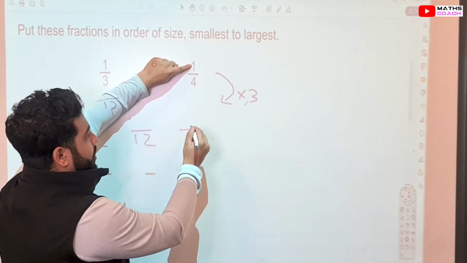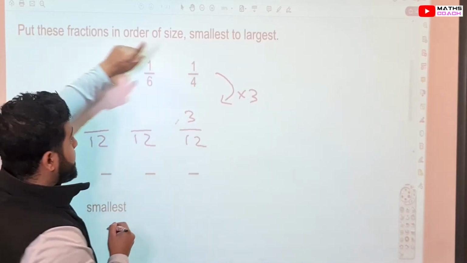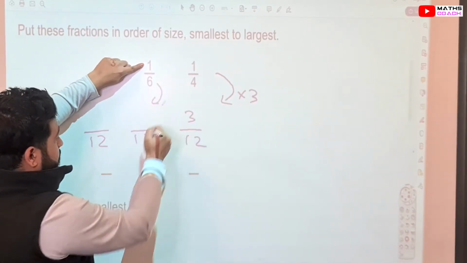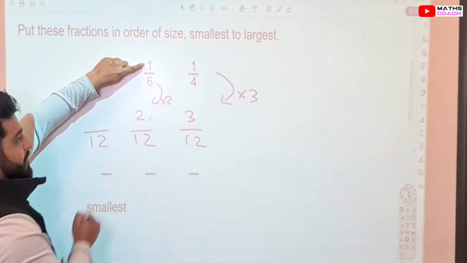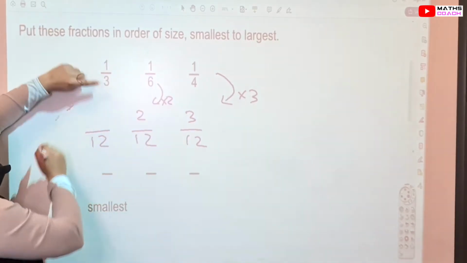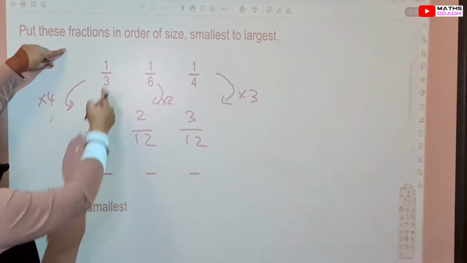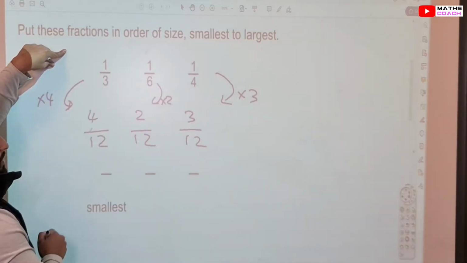We just need to multiply the 1 by 3, and that gives us 3 here. The 6, we need to multiply by 2 to give us 12. So the top we multiply by 2, so 1 times 2 is 2. And here, this one we multiply by 4 to give us 12. So we multiply the top, and that gives us 4.